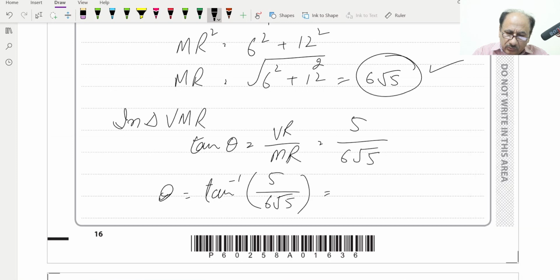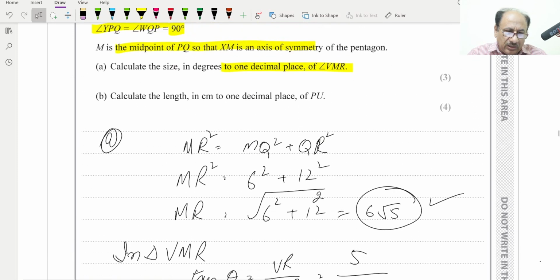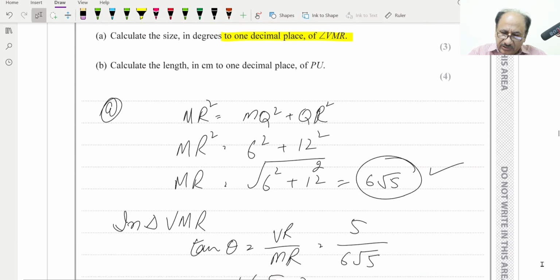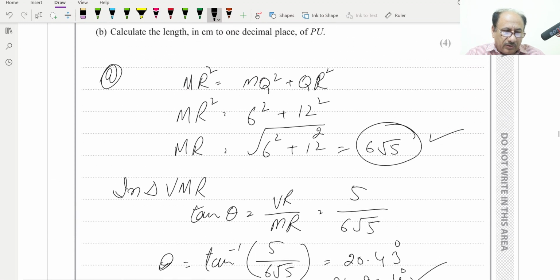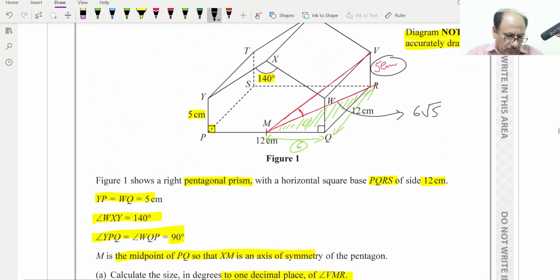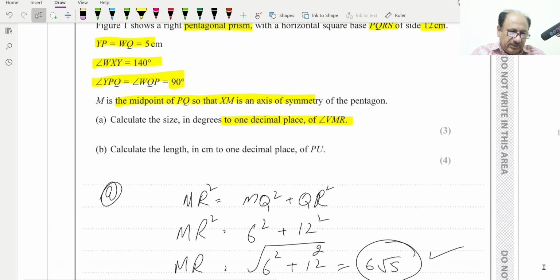20.43. And they are saying answer up to one decimal place, so we will write it as 20.4, and this will be degrees. This will be our final answer for this part. Now for B part, they are saying calculate the length in centimeters to one decimal place of PU.